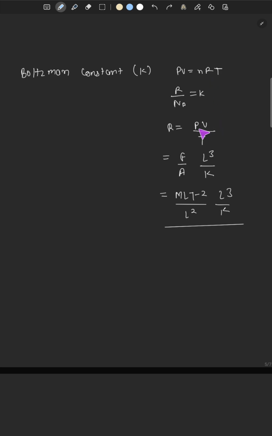So now P is the pressure of the gas, so you can write F divided by A, force divided by area. V is the volume, volume is L to the power 3, and T is temperature, in Kelvin. From here you can find the unit.